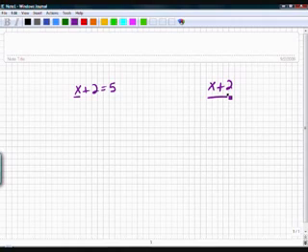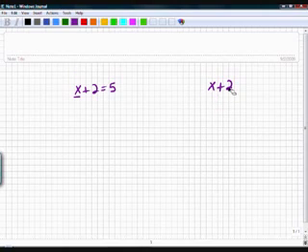X plus 2 equals 5. Do we know what x is? Yes. Because once you throw that equal sign in there, and it equals an actual number, we can figure out very easily what x is. What number plus 2 is equal to 5? So obviously x must be 3. When it says solving an equation, that's what you're doing, trying to figure out what does x equal.